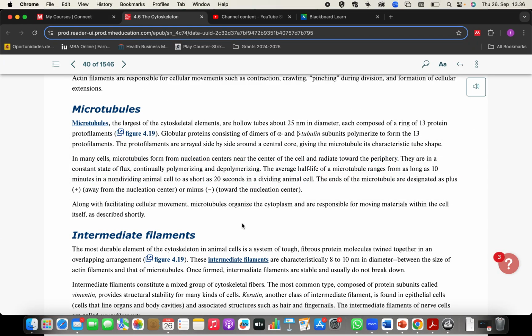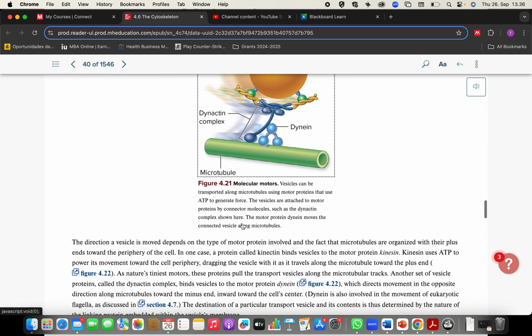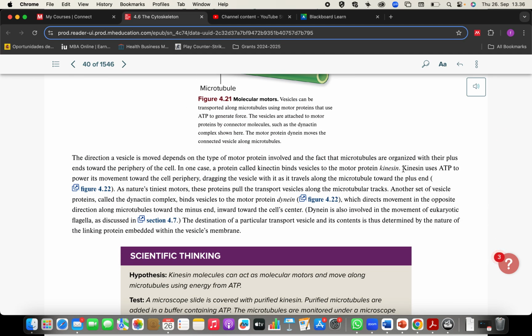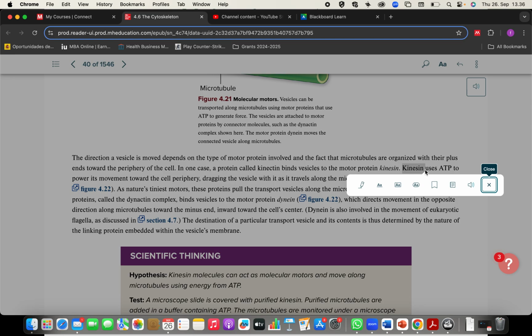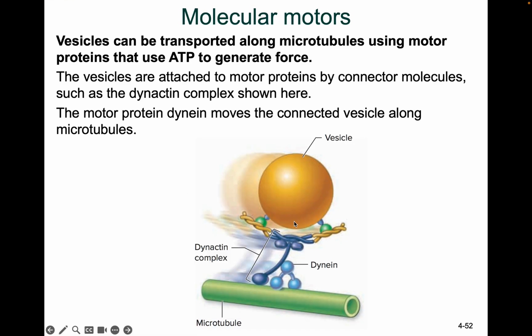In this case, these guys are actually called kinesins. Kinesins go towards the plus end, while dyneins move in the opposite direction. As you can see here, dynein moves towards the minus end, so inward toward the cell's center, the nucleus. While kinesins do the opposite. They go more to the cell periphery, so they're going to the plus end. So that's how things are able to move back and forth, because of these microtubules and also the molecular motors.